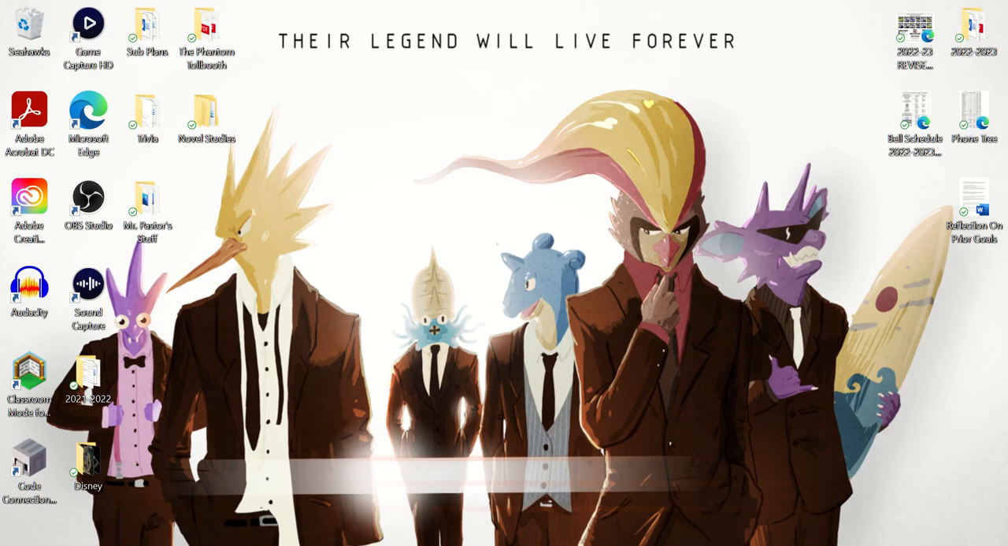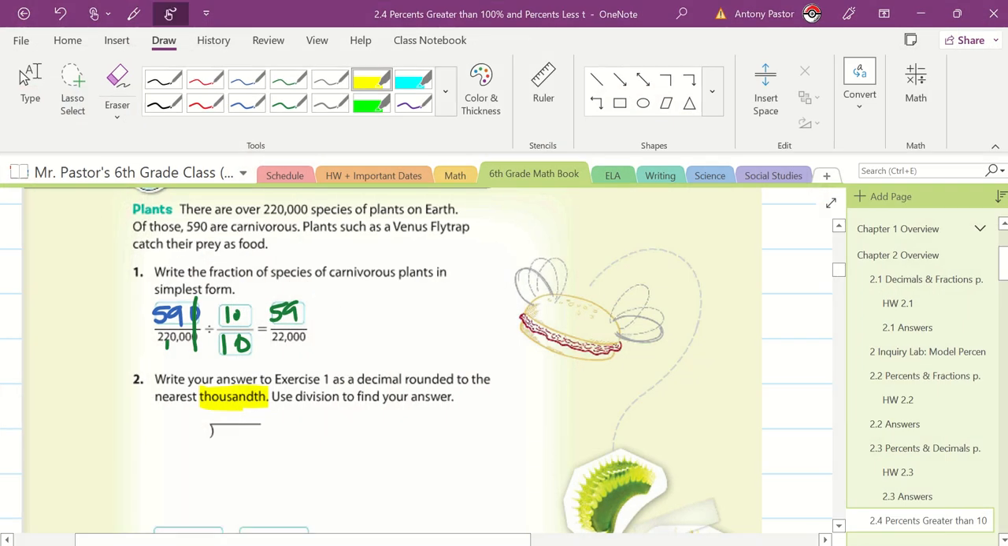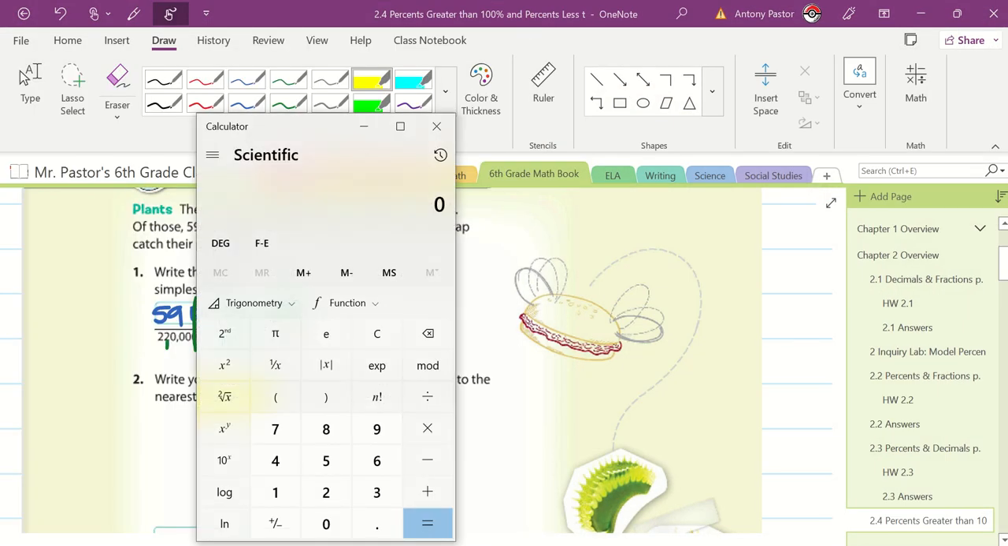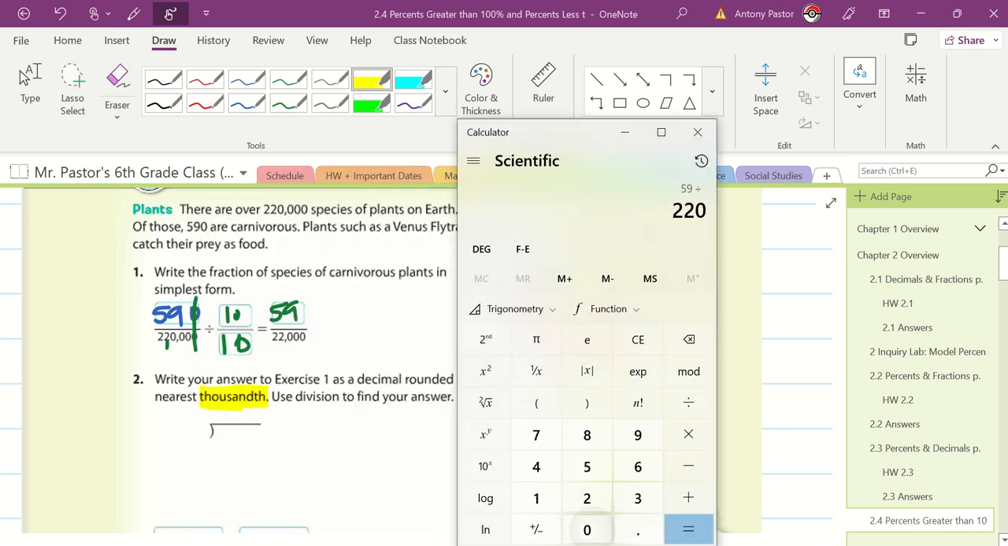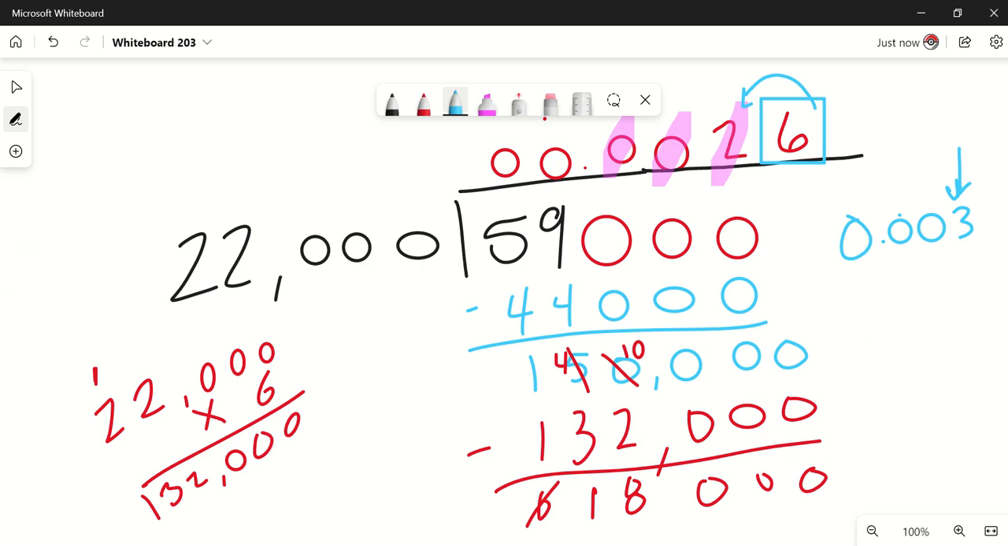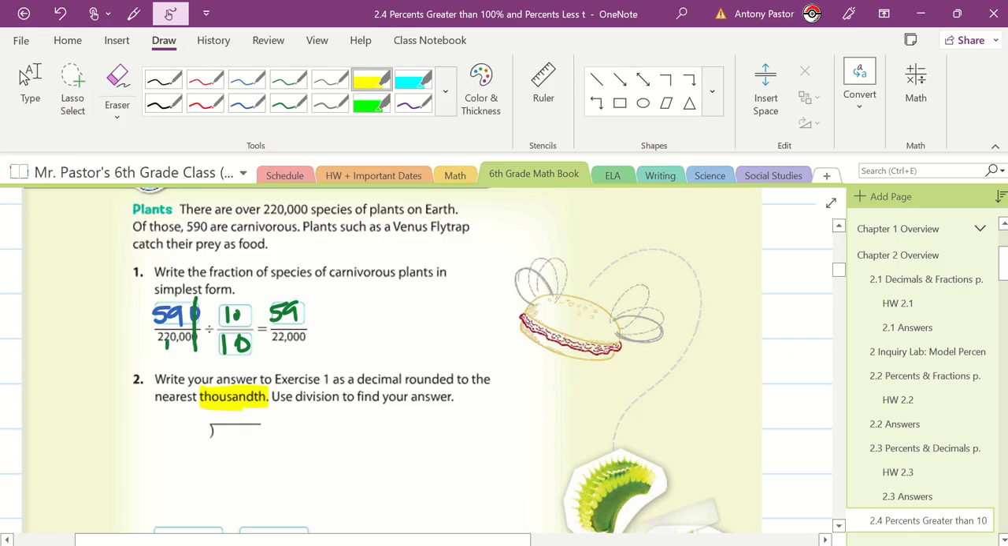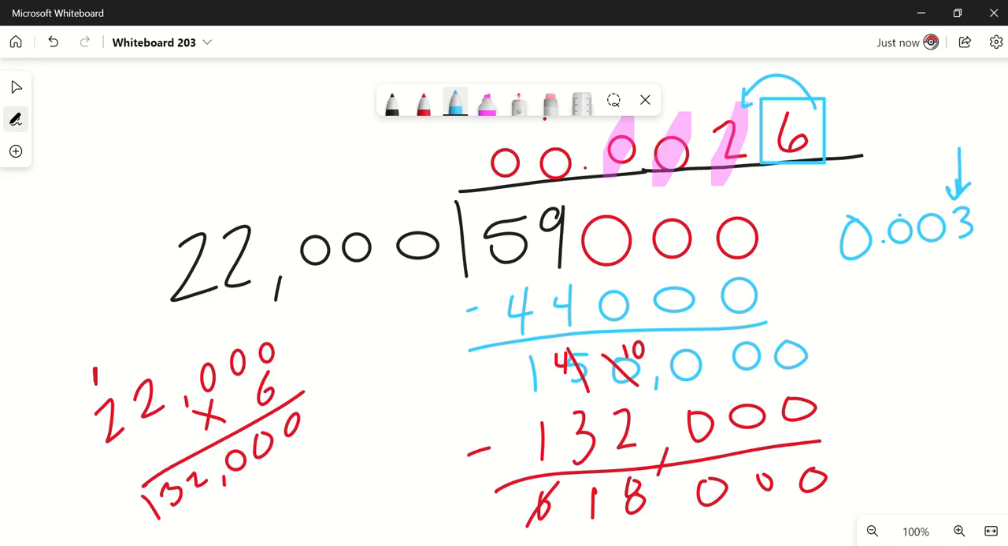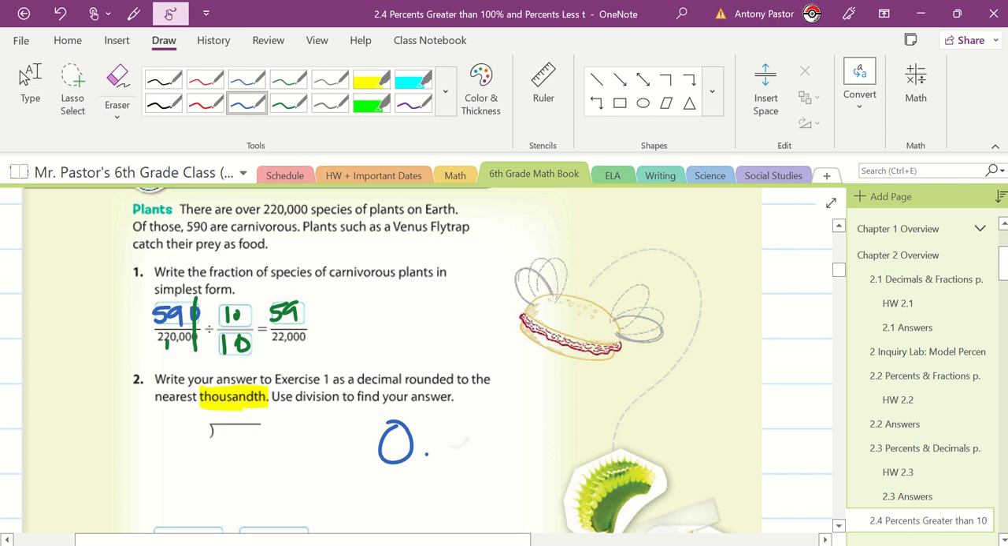And we can even double check our work again. And I know this seems kind of confusing, but let's do this. 59 divided by 22,000 would give me 0.00268. Yeah, we didn't even have to get to the 8. So write your answer, round division to the nearest thousandth. This tells us that it's 0.003.